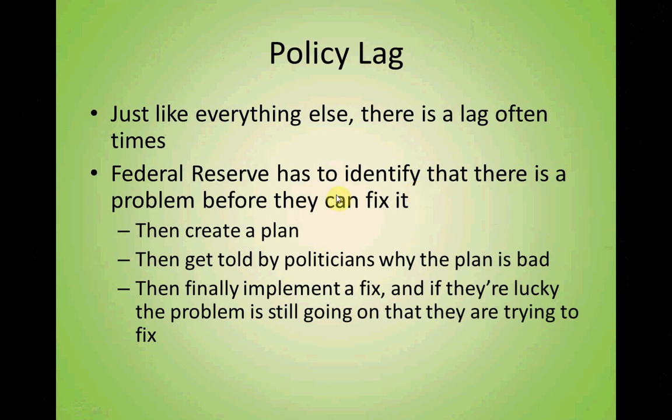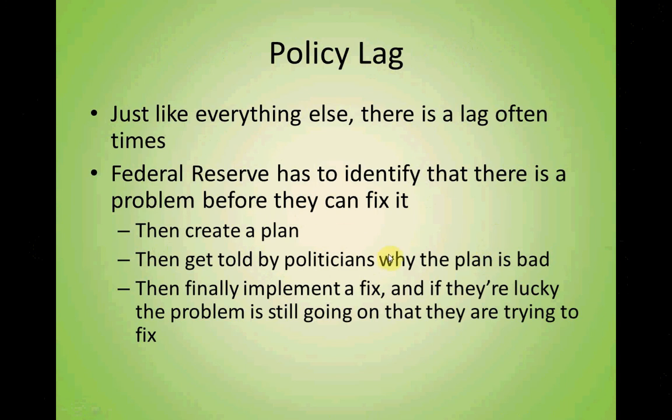Then they have to create a plan. Are they going to do open market operations? Are they going to drop the reserve ratio? Are they going to do something else? What are they going to do to try to fix this problem? So they create a plan. Then, this is typical, politicians, Congress, and the White House tell the Federal Reserve why the plan is bad.